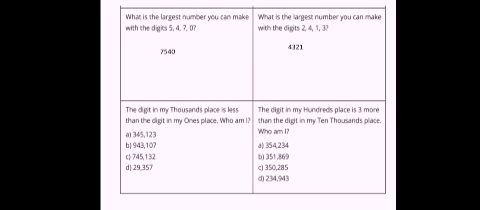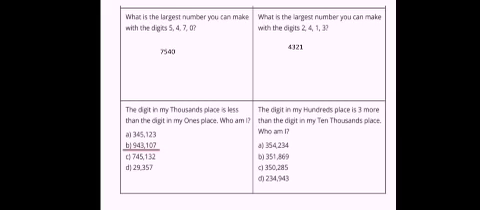Question number 7 here. The digit in my thousands place is less than the digit in my ones place. Who am I? So we will look at the two places here, the thousands place and the ones place. The thousands place is less than the ones place, so it will be letter B, 943,107.